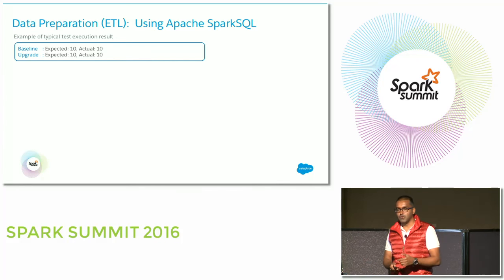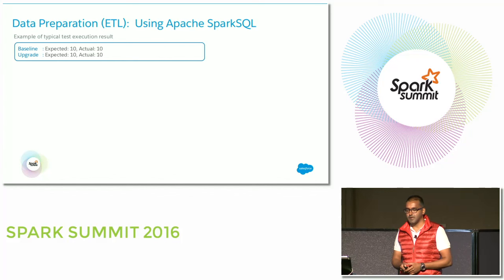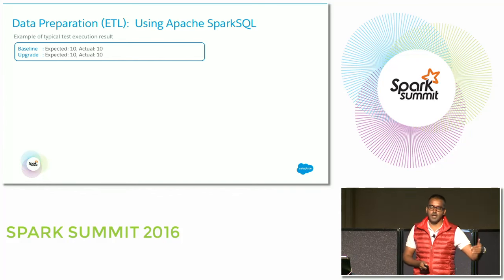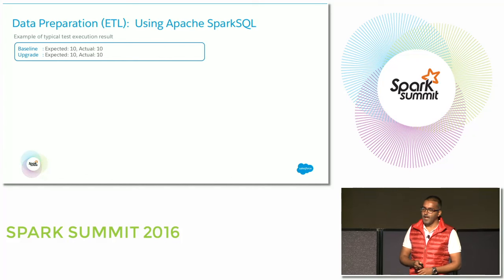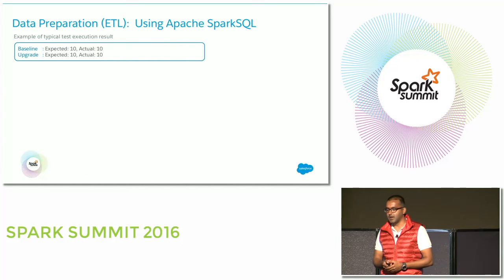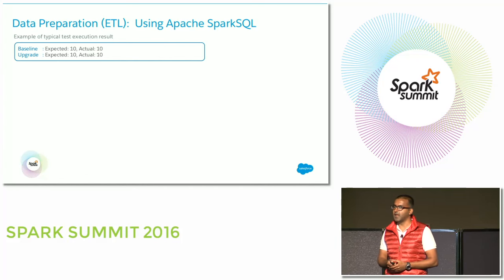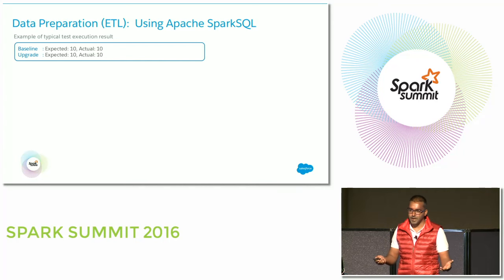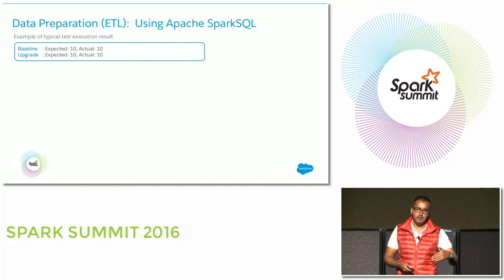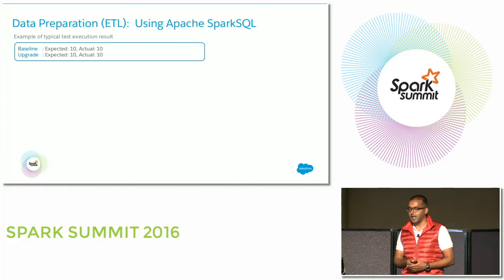We have the results of two test executions. The first execution is a baseline. It's the output of the test execution on the current production software. It's a simple scenario here, where the test output says expected 10 and actual 10. Obviously, the test passed. And the same test, when it was run on the upgraded version or the future version of the Salesforce software, again passes: expected 10, actual 10.